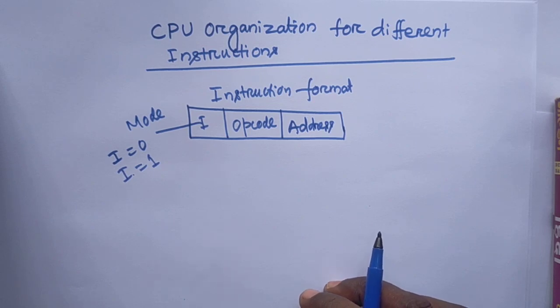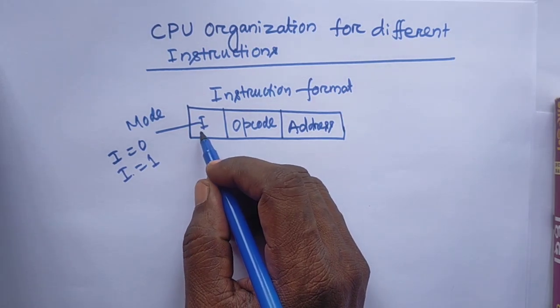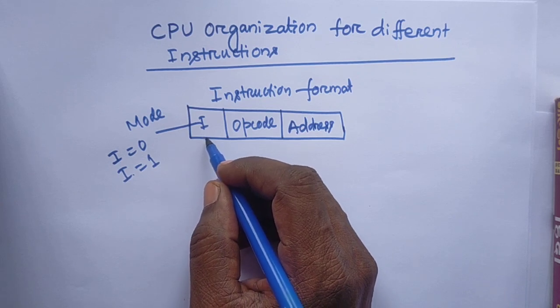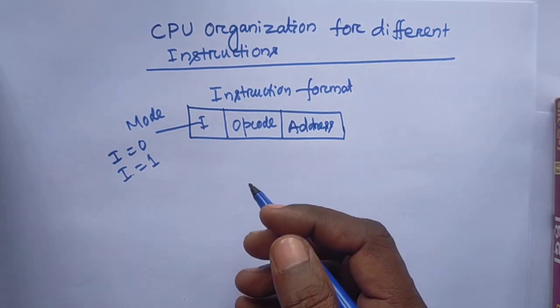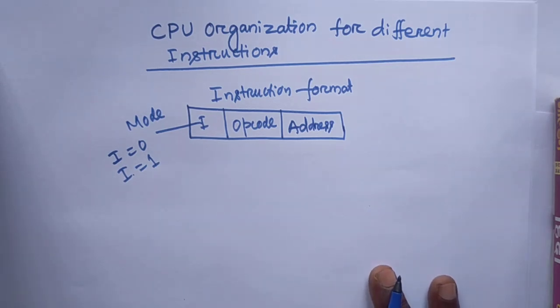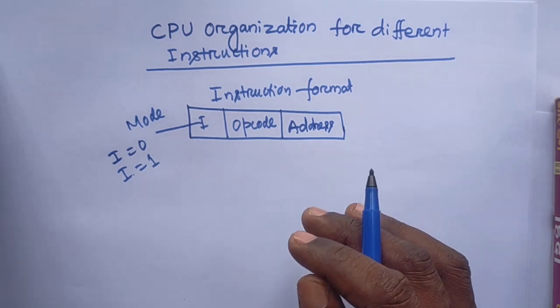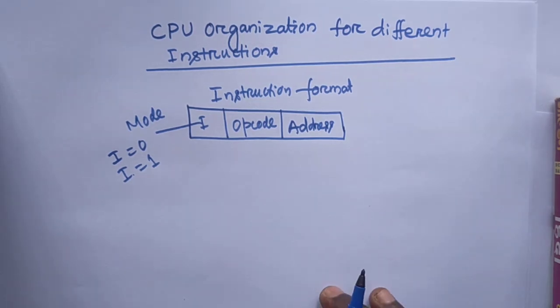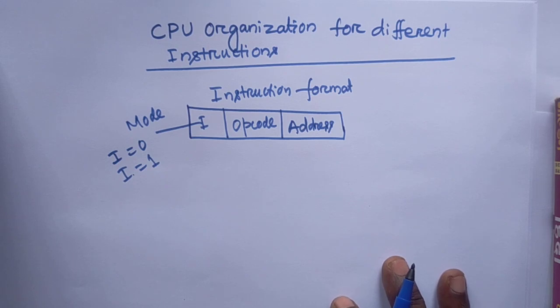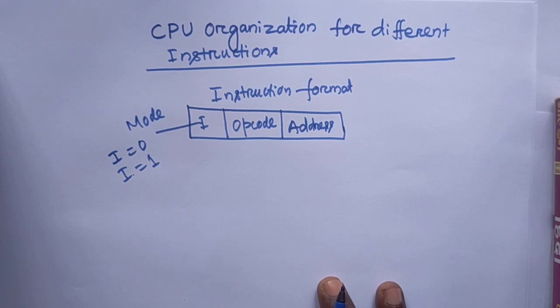If I is equal to 1, then we access the data through an indirect address. This is indicated by the mode bit I, and the mode is only one bit, either 0 or 1. It indicates whether the data is accessed directly or indirectly. This is the basic concept of the instruction format. Now we will see how any kind of instruction is designed and explained through CPU organization.